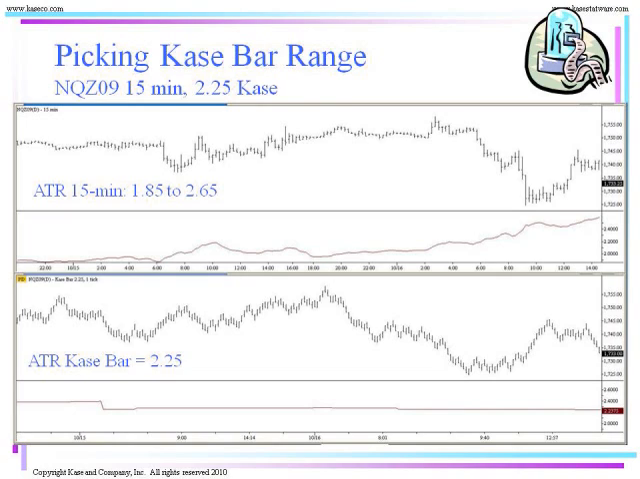And so then I'm going to go into my case bar chart, and I'm going to set my target to 2.25. And whereas you can see at the top, the range varies around a bit from 1.85 to 2.65, on the bottom of the chart, the true range varies by very little. It's right around 2.25 for every bar.